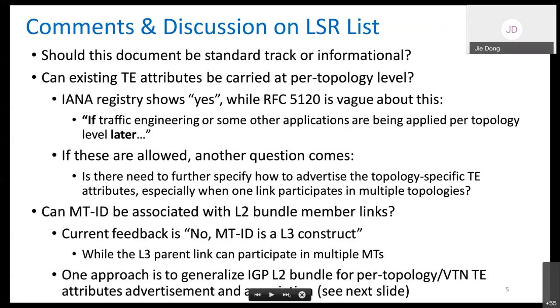Then if they are allowed, another question comes, like I just mentioned in the previous slide: do we need to further specify how to advertise the topology-specific TE attributes, especially when one link participates in multiple topologies? This is something maybe not covered in the existing RFCs, and maybe for some specific TE attributes, we need to specify how to split them for different topologies, but for some other TE attributes, maybe the attributes for the physical link should be shared or reused by the topology attributes.